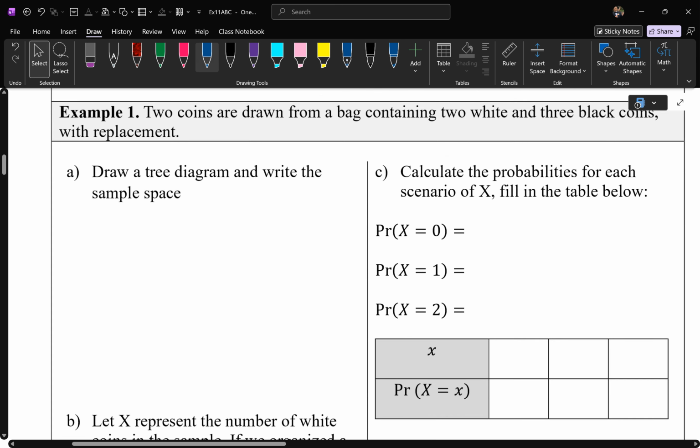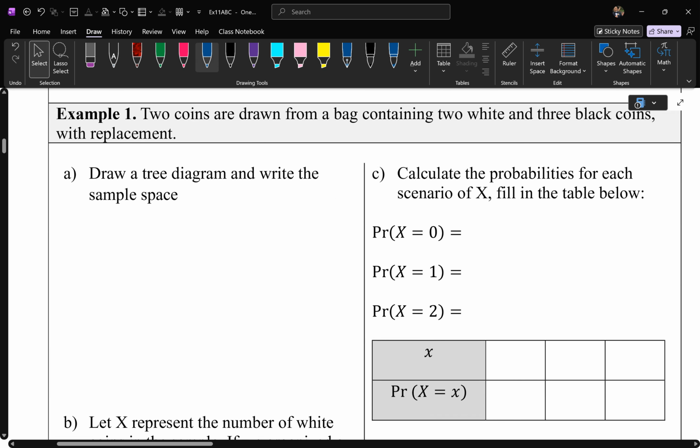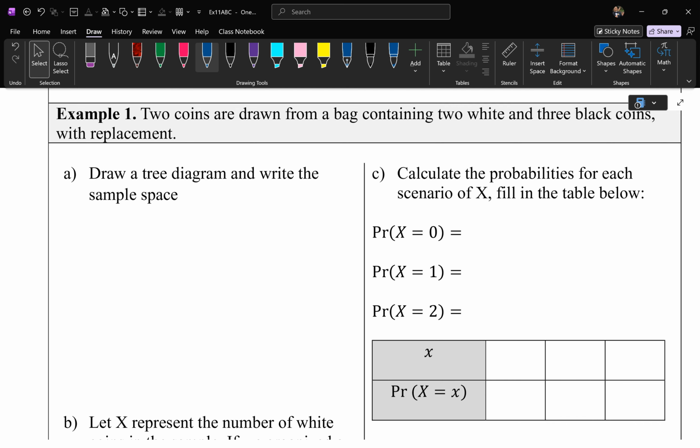Let's start off with a new problem. Example 1. You got 2 coins. They're drawn from a bag, and the bag contains 2 white and 3 black coins with replacement. So let's draw a tree diagram. You're going to pick out 2 coins, so the number of trials is 2. In my first draw, there's only 2 possibilities I can get. I can either get a white or a black coin.